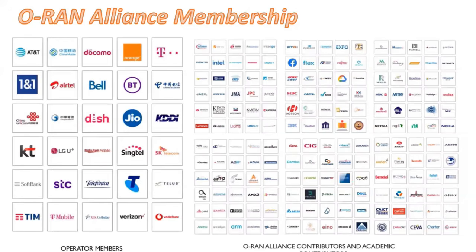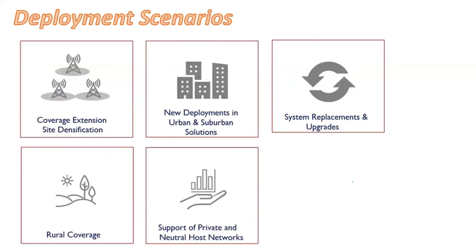Then we have talked about deployments and trials. So let's go to the last part, which is deployments and trials. Deployment scenarios for Open RAN: since the system would be open, the equipment, hardware, software, and interfaces are open, not like proprietary hardware. So what are the different deployment scenarios?